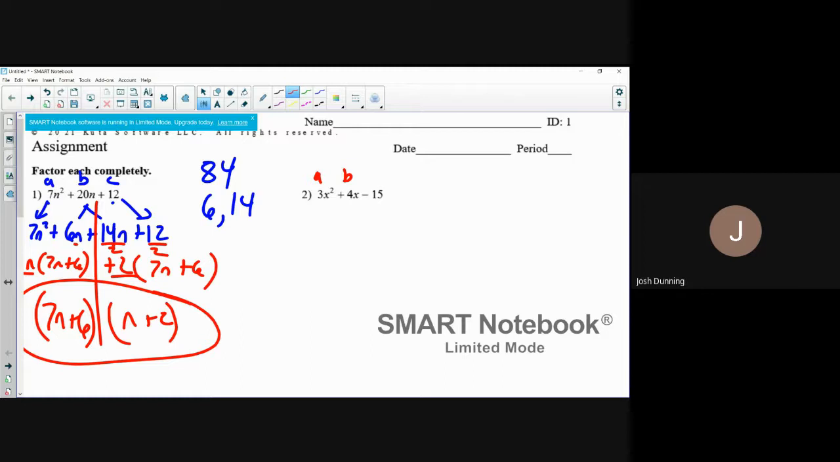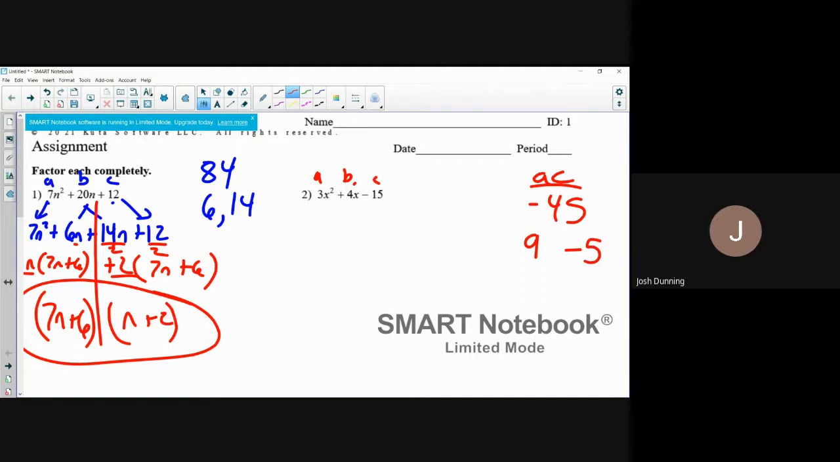First number's A, second number's B, third number's C. You want to multiply A times C first. 3 times negative 15 is negative 45. Now I need two numbers that'll multiply to negative 45, but combine to that plus 4 that's with the x, the number in the middle. 9 times 5 is 45, and 9 minus 5 is 4. I'm going to use 9 and negative 5.